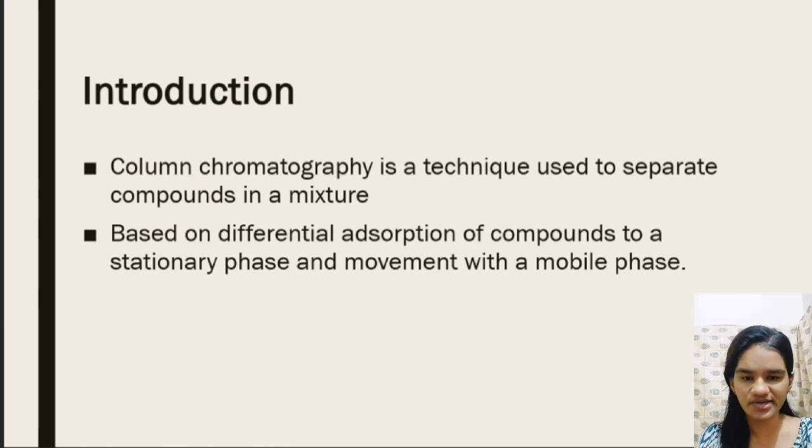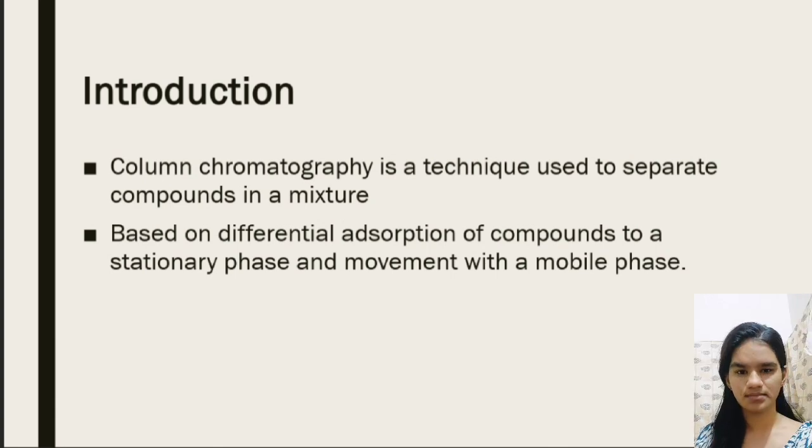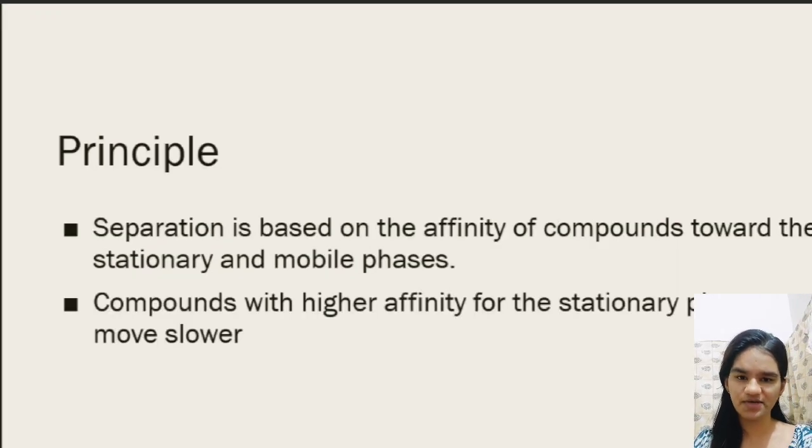Column chromatography is a technique used to separate the components in a mixture based on their adsorption of the components towards the stationary phase and the mobile phase. Now let's see the principle of column chromatography. Based on their affinity towards the stationary phase and the mobile phase, the components are separated.